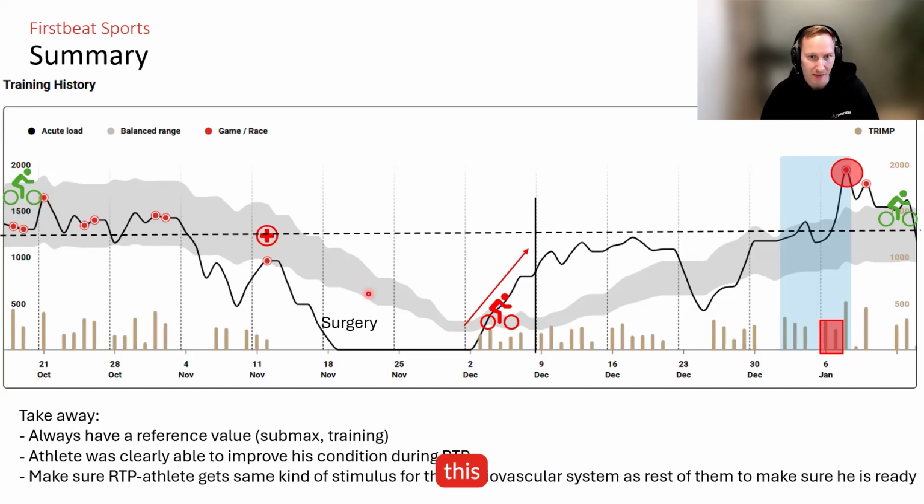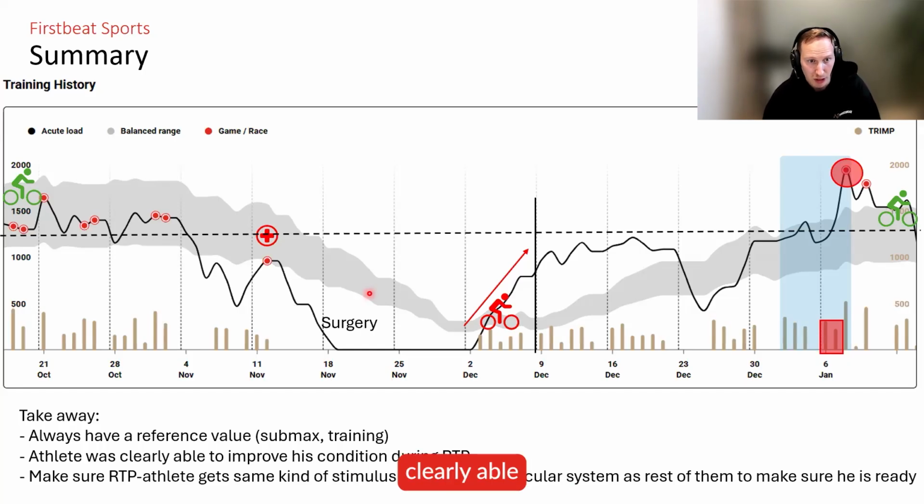Takeaway from this real life case: always have a reference value. It doesn't need to be a submaximal test. Of course, that's the best one. It can be also training, like here we used game day -2, game day -1 values to compare. It should be some quite standardized session so you can compare these values.